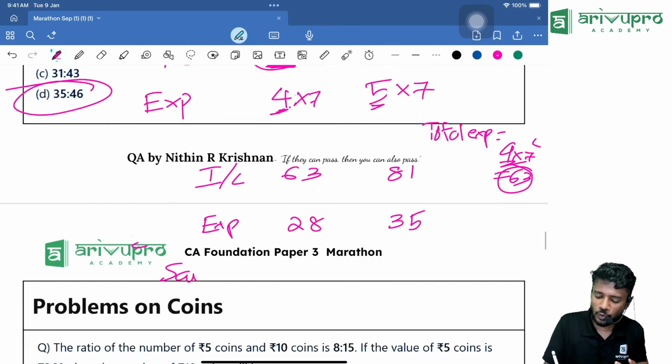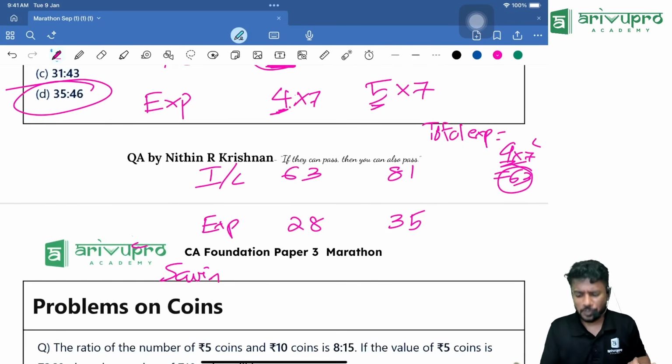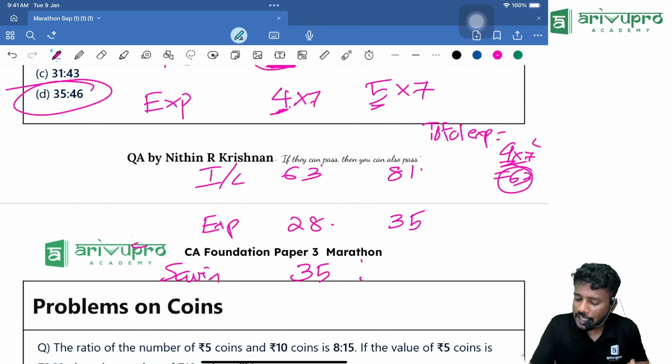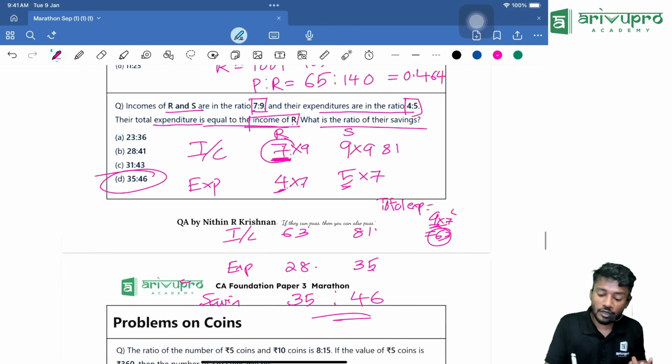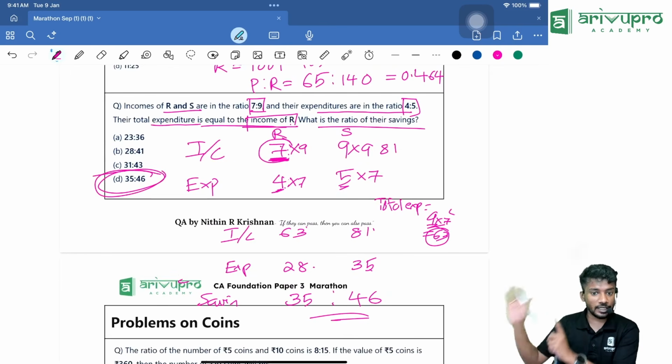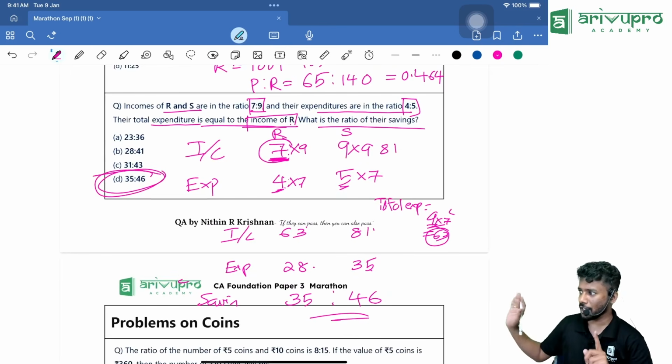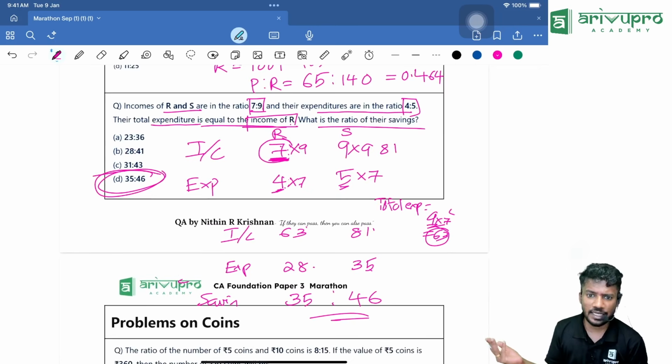Now savings is what? The income minus expenditure. 63 minus 28 is how much? 35. Then 81 minus 35 is how much? 46. We are ignoring that x. One x is already there. We are ignoring it. When we take the ratio anyway, x will get cancelled off.